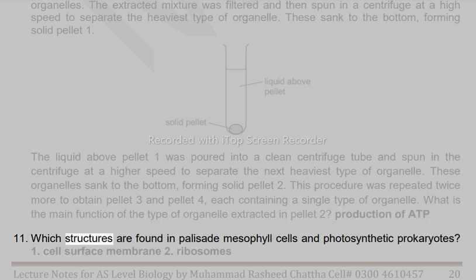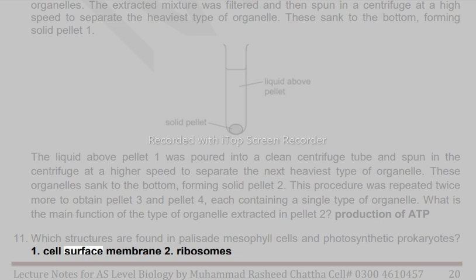11. Which structures are found in palisade mesophyll cells and photosynthetic prokaryotes? 1. Cell surface membrane. 2. Ribosomes.